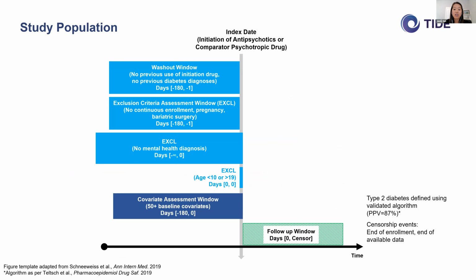We used the active comparator new user design, where the exposed group were new users of antipsychotics, and the comparator group was new users of other psychotropic drugs, specifically antidepressants, medications for ADHD, and mood stabilizers. We defined the index date as the date of treatment initiation, then used a 180-day washout period to define the inclusion-exclusion criteria and to assess the baseline covariates. Patients were followed until the outcome of type 2 diabetes, end of enrollment, or the end of available data.